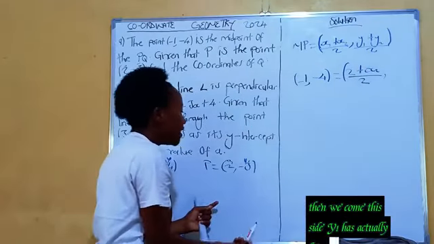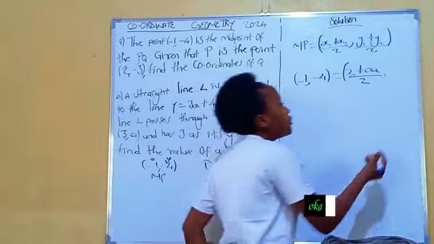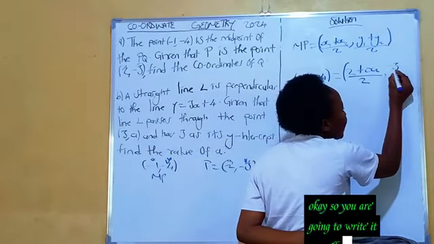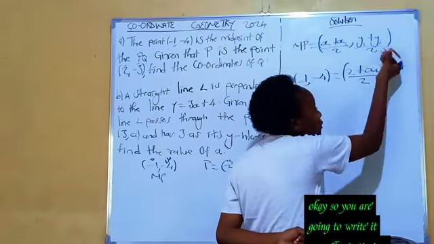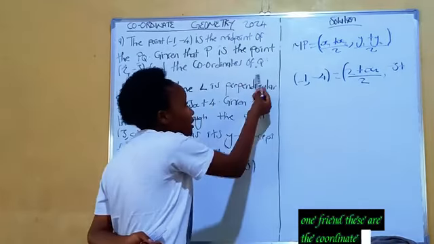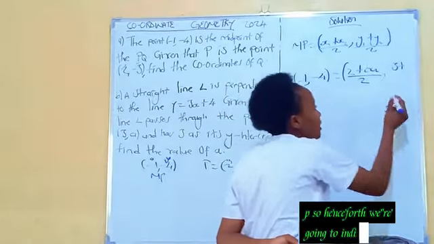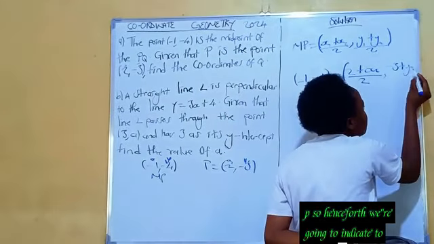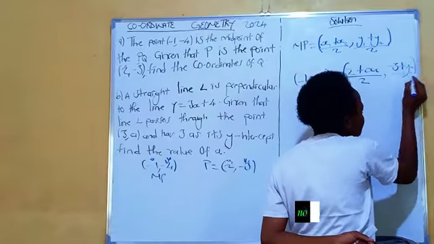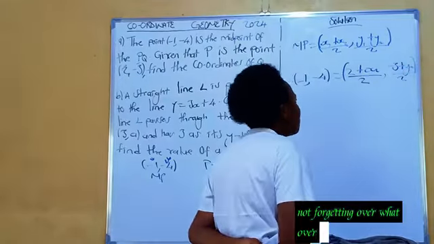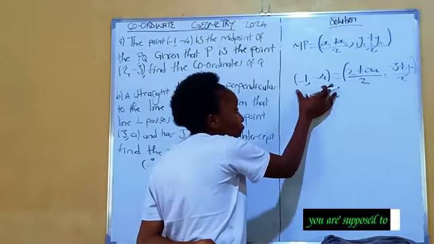Y1 we've actually been given, which is -3. So you are going to write it as well, -3 plus y2 is what we want to find. These are the coordinates of P, so henceforth we're going to indicate it as y2, not forgetting over 2. Having looked at this, you are supposed to fit this in.